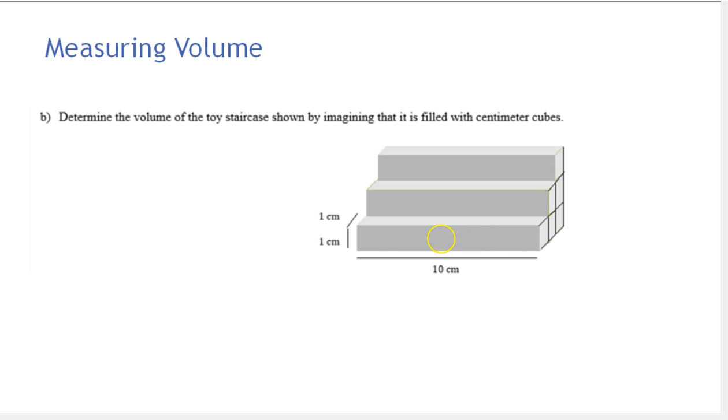So let's think about just one row. This is 1 by 1 by 10. So we could cut this into 10 pieces: 3, 4, 5, 6, 7, 8, 9. Imagine these are the same width, and it should be equal to this length. And if we think of these as centimeters cubed, or cubic centimeters, as our unit of measure, notice there would be 10 of them. So there's 1, 2, 3, 4, 5, 6, 7, 8, 9, 10 cubic centimeters in this one stair.